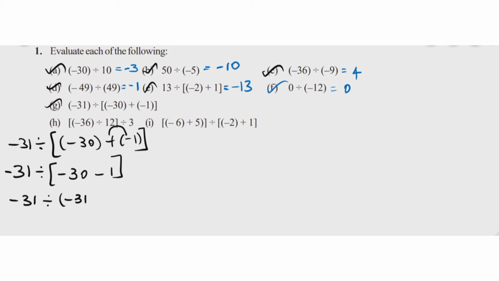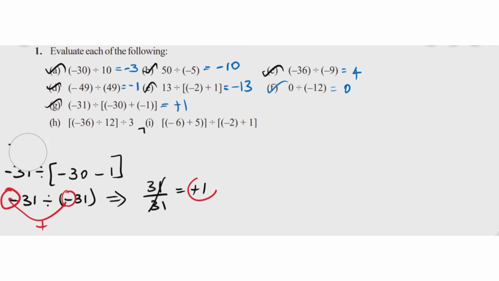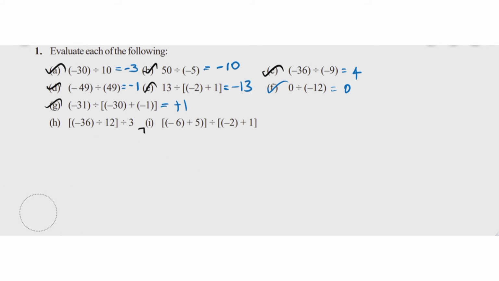Just I am adding this, okay? So after adding, I am going to solve in the normal fraction method. So 31 divided by 31 is nothing but 1. So what sign do I have to put here? I have to put only a plus sign. Why? See here, we are having minus and minus. What is minus into minus? You get plus, right? So our answer here is plus 1. So G subdivision answer is plus 1. Either you can write plus 1 or simply 1, okay? So now we can move on to the last, H subdivision, okay?